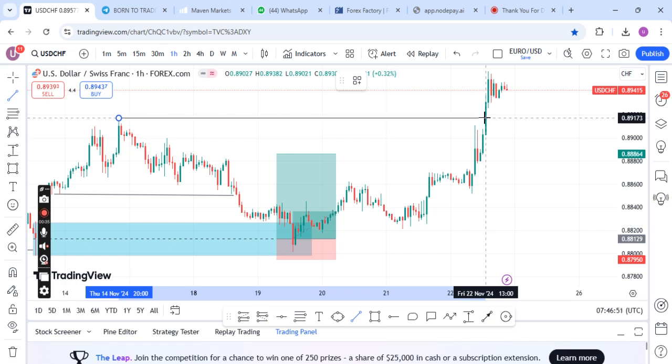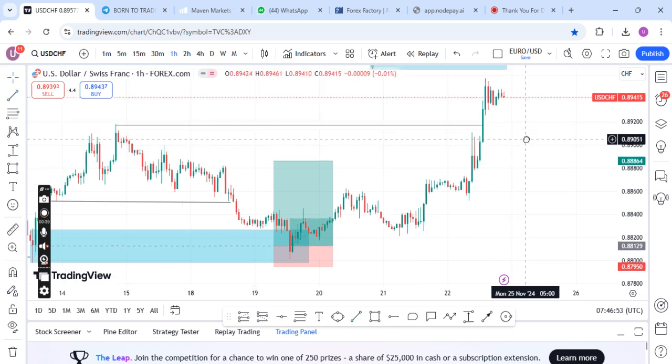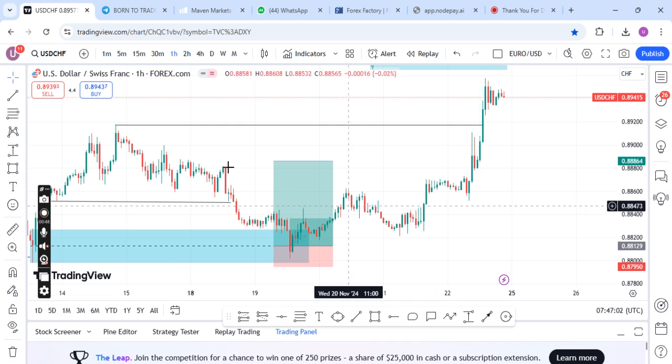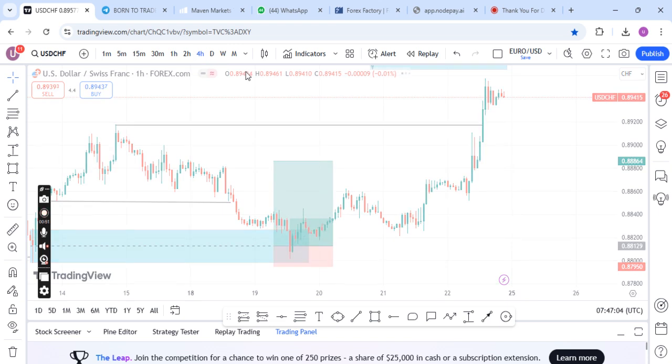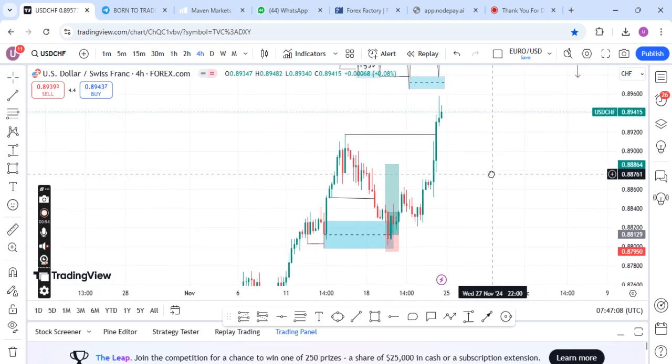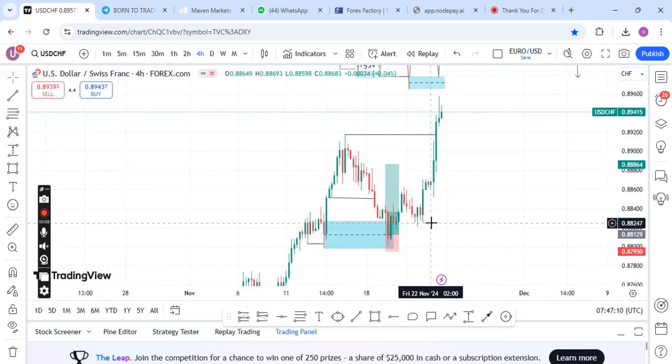So what is the next thing I need to do? You need to discover the origin of every move. You need to discover the origin of every particular move, where the market pushed up before breaking a structure. And how can you see that? Go to a 4 hour time frame, and then you're going to see the very particular move clearly. So you see, this is USD CHF on the 4 hour time frame.